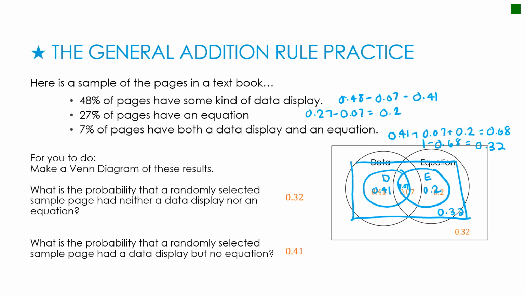Once I've made my Venn, now I can answer these questions easily. A randomly selected page had neither data nor an equation. That would be that 0.32 on the outside. A randomly selected page had data but no equation. That would be my 0.41. So data but no equation means it wouldn't fall in that intersection.